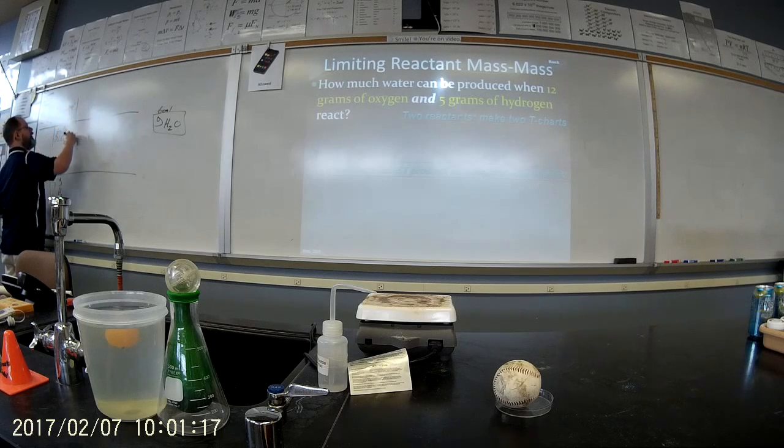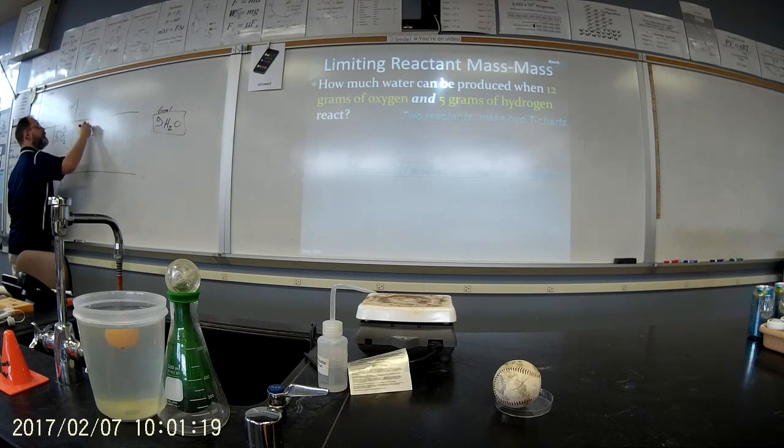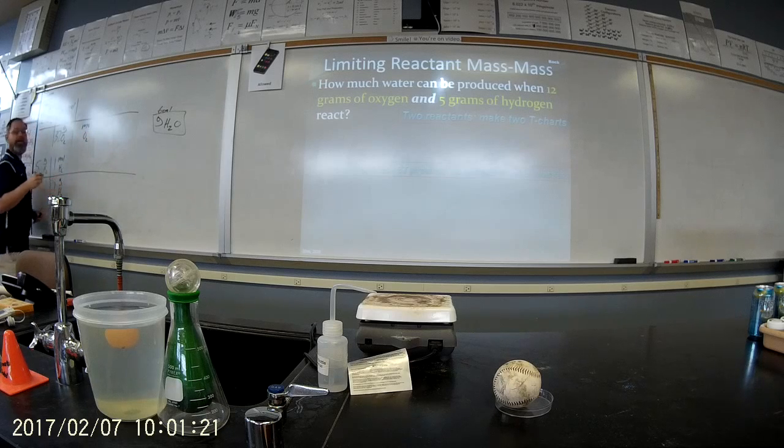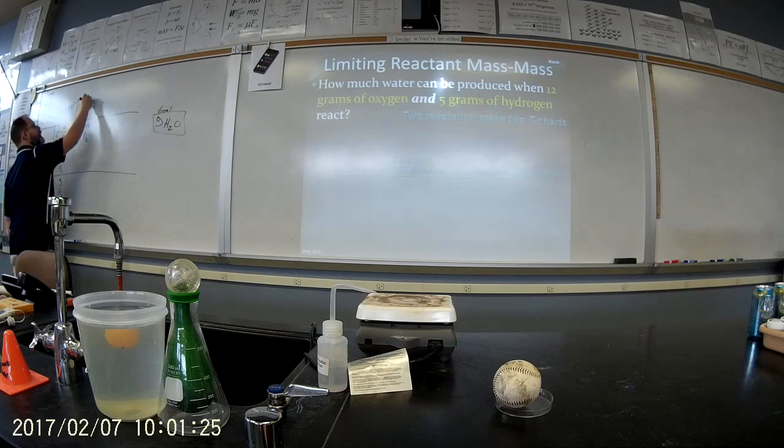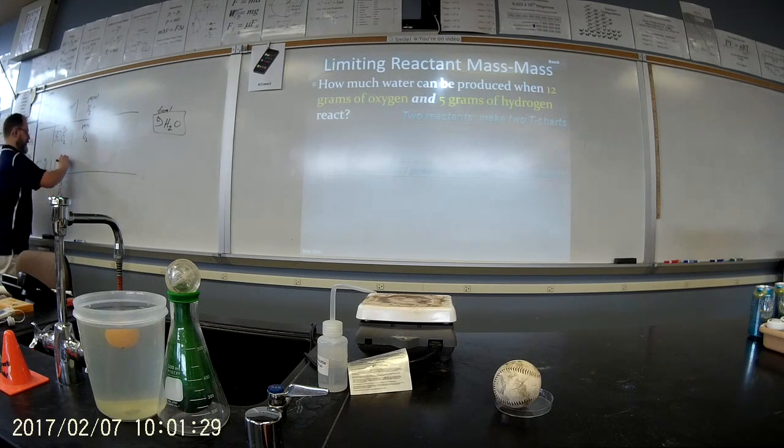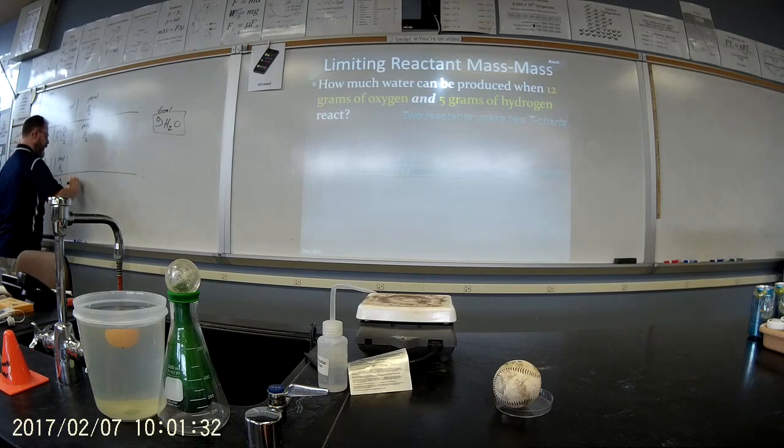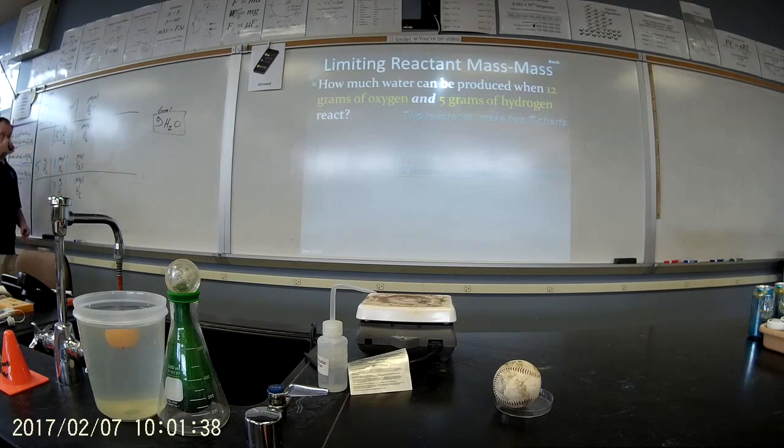What do I need to do now? Bring down moles O2, and now that I have moles, I can convert to the unit I want, which is moles of H2O. Excellent. Similarly, with the hydrogen, I got my moles of hydrogen, and now I convert to moles H2O. What do I need to figure out now? I got to do the balanced chemical equation.